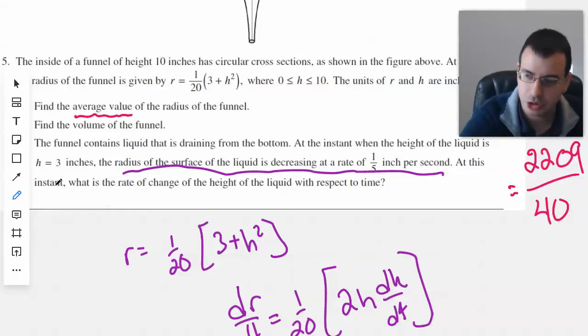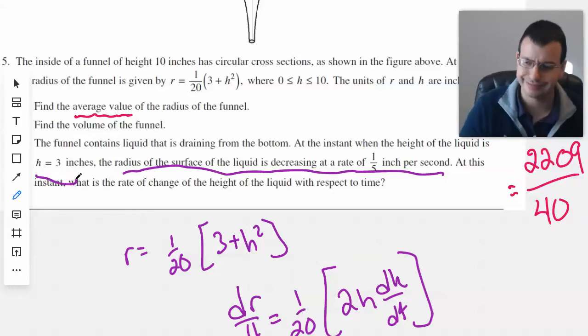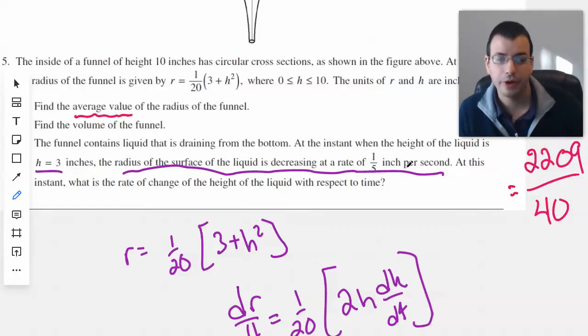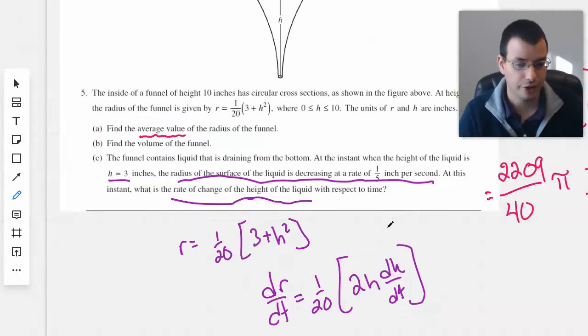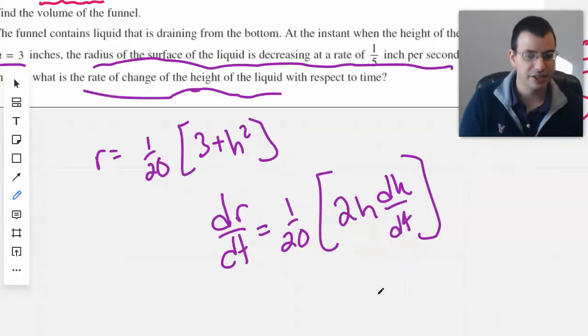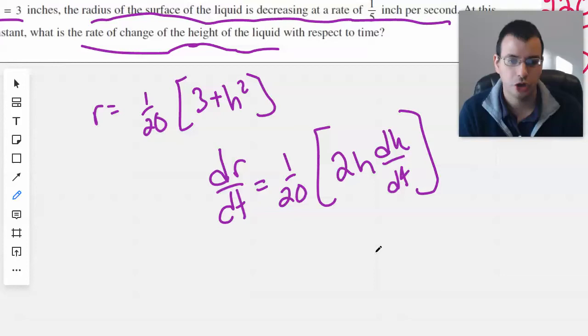Oh, that wasn't meant to cross it out. That was meant to underscore. There we go. And they want us to find the rate of change of the height of the liquid. So they actually want us to find dh/dt. So rearranging this equation, I'll give it a blue.